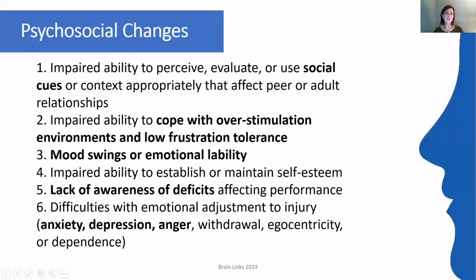Let's talk about some of the changes that a person might experience psychosocially after a traumatic brain injury. Social cues are something that we all kind of take for granted and use all the time and don't even really think about. But when you have trouble understanding other people's social cues or using them, it can be really difficult. A social cue might be, just for an example, looking at your watch when you're in a hurry or need to go or end a conversation.